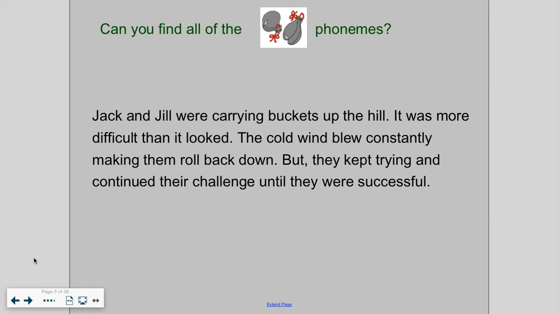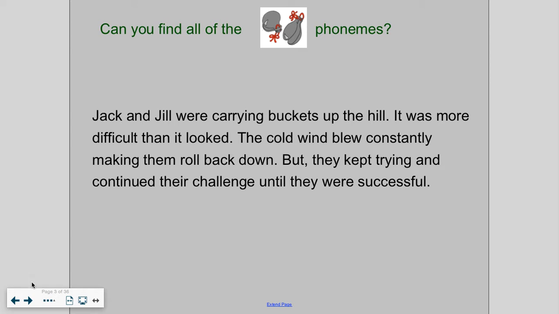Jack and Jill were carrying buckets up the hill. It was more difficult than it looked. The cold wind blew constantly, making them roll back down. But they kept trying and continued their challenge until they were successful. See if you can find all of those k phonemes for me. Pause the video to have a go.